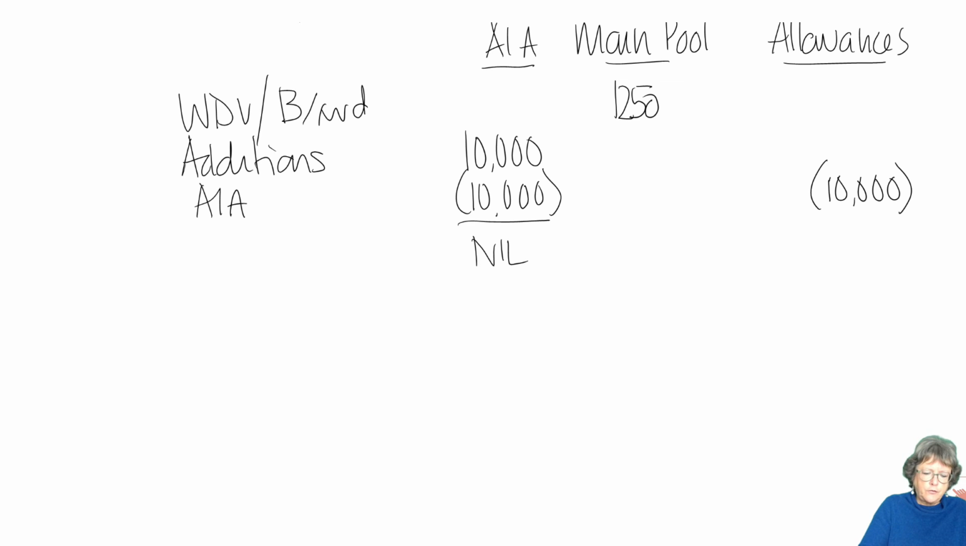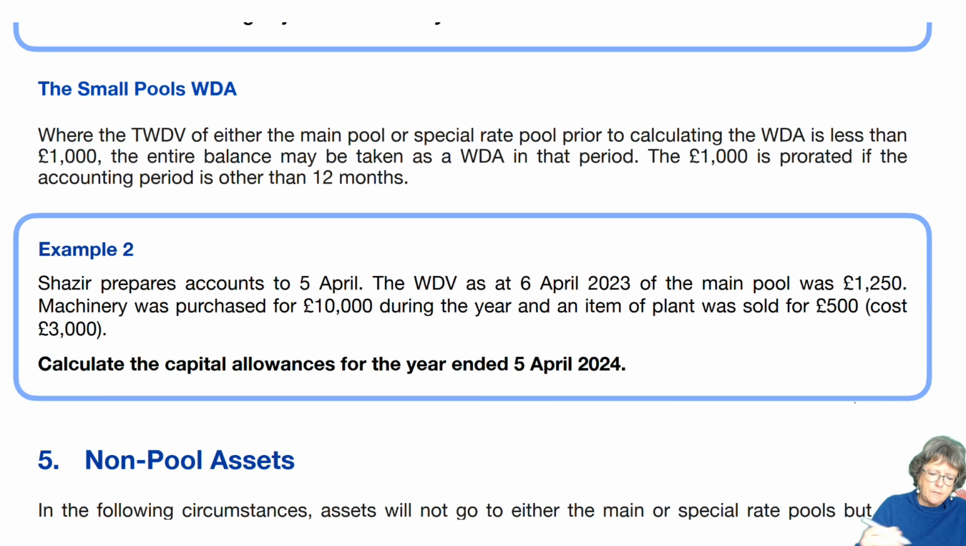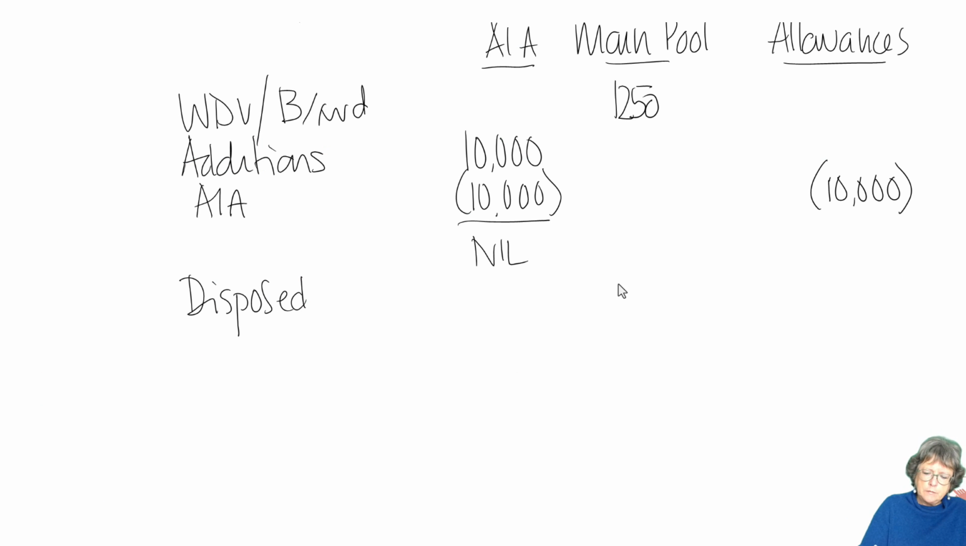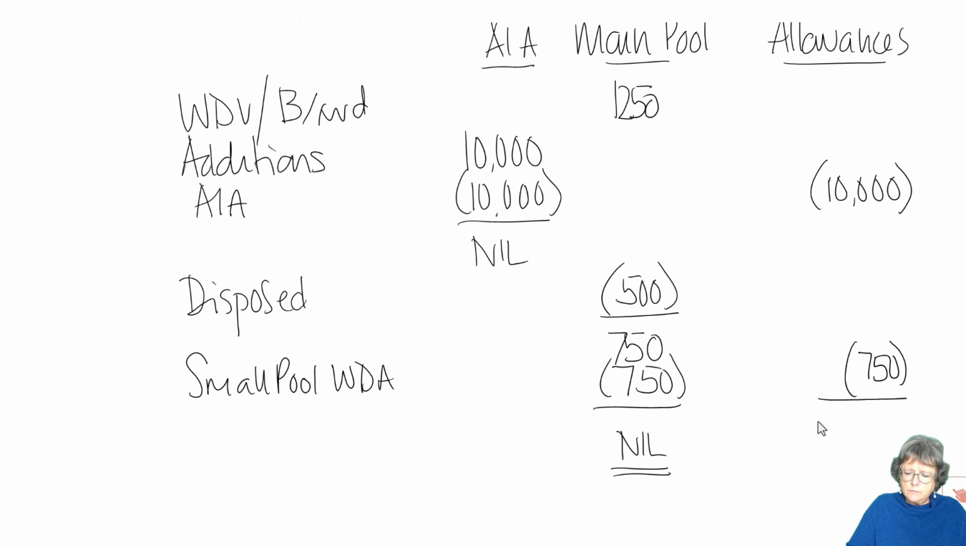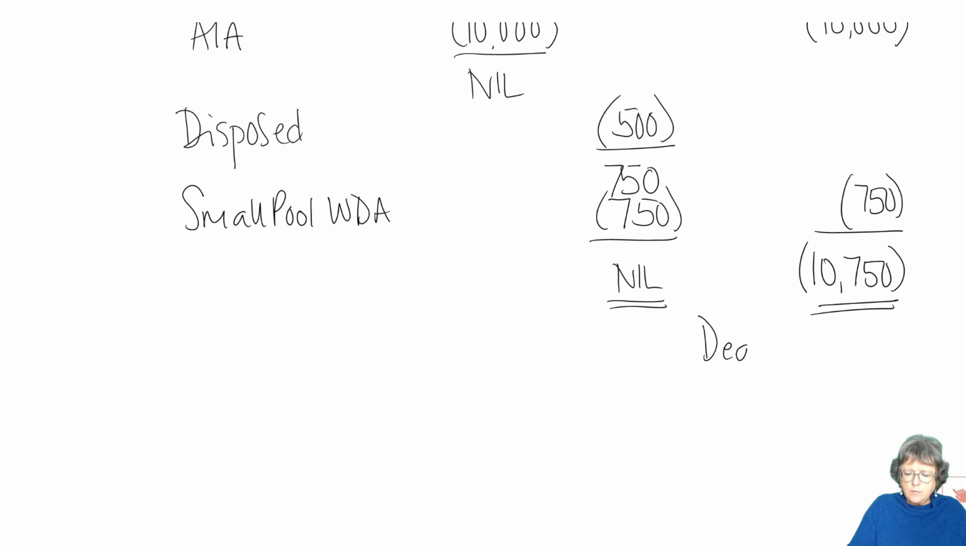Okay, and then we disposed of something for 500, let me just check. £500, the lower of the two, which means we have a subtotal of 750. Now, because it is below, we can have a small pool written down allowance, and we can write off the whole thing in one go. We now no longer have any, unless we buy anything else, we can't claim any more. And that figure would then be deducted from our adjusted profits.